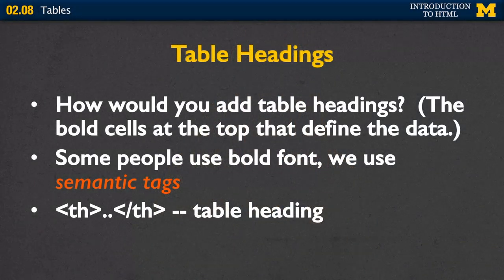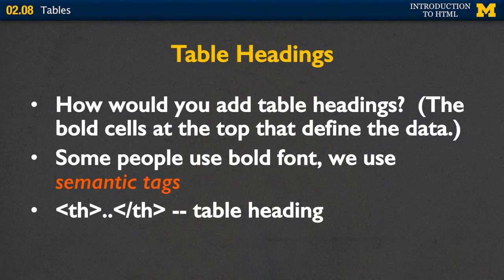Now, in some cases, you might want to add what we call table headings to your code. Table headings is the idea that at the top of each column, or even at the start of each row, you have some sort of text that's bold that indicates this isn't data, this is actually the name of the data that we're looking at.